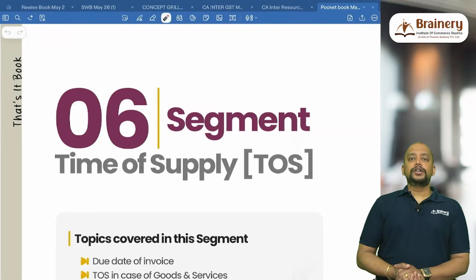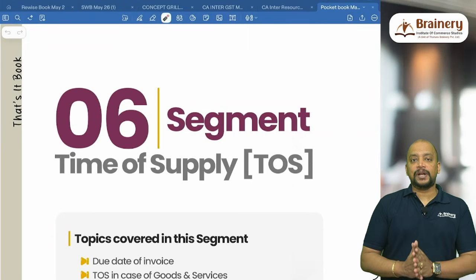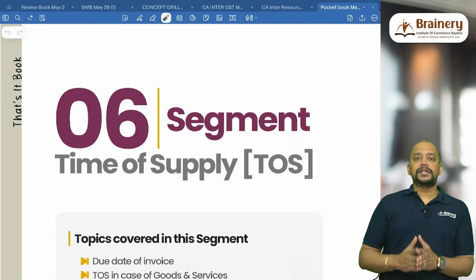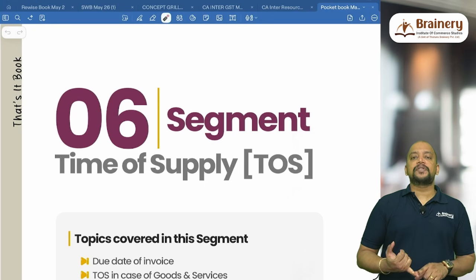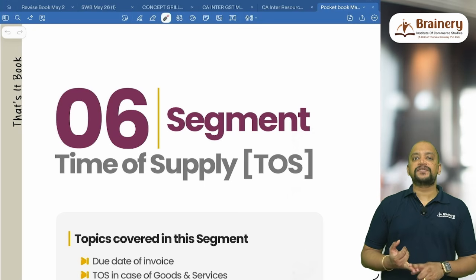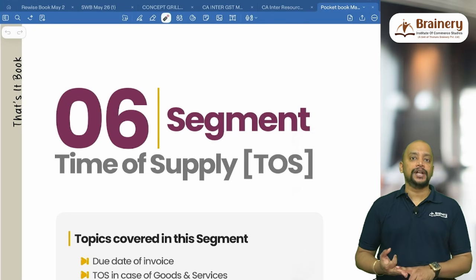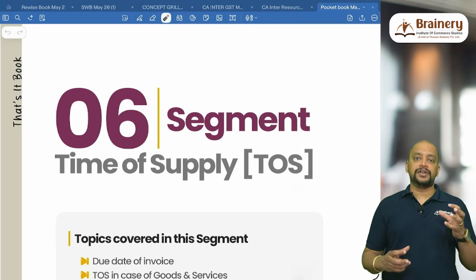We are now moving on to segment 6, that is time of supply. In this chapter, we are going to cover 3 sections. Section 12, that is time of supply in case of goods. Section 13, time of supply in case of services. And section 14, time of supply in case of change in rate of tax.